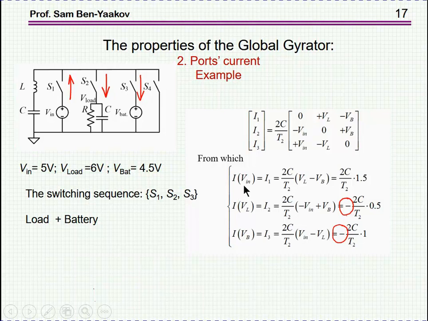We find that the current of Vin is 2C over T2. T2 is the total sequence, that is the time for S1, S2, S3. If there is no dead time, then that's it. If there is dead time, you have to include it. It's 2C over the total time times 1.5. This is the 1.5 voltage, the difference between these two here. And then the current of the load, I2, will be minus, same constant, times 0.5. Minus means current coming in. Plus is coming out, minus coming in. And then the current of the battery, I3, will be again minus 2C over T2 times 1. 2C over T is a constant.